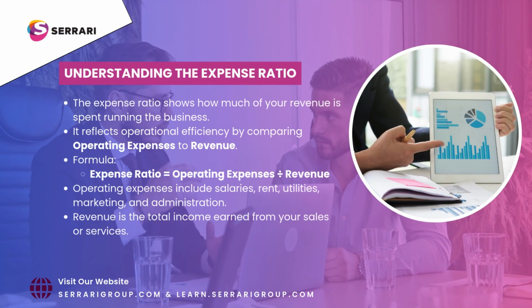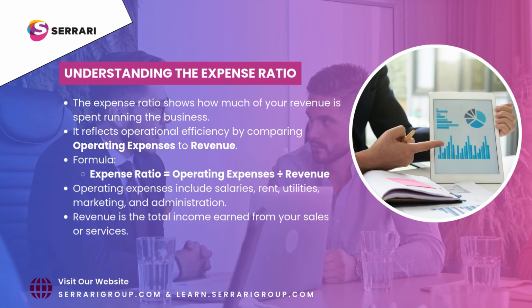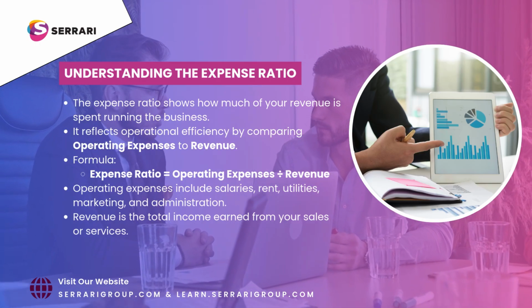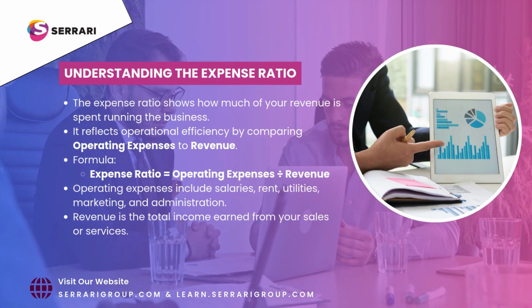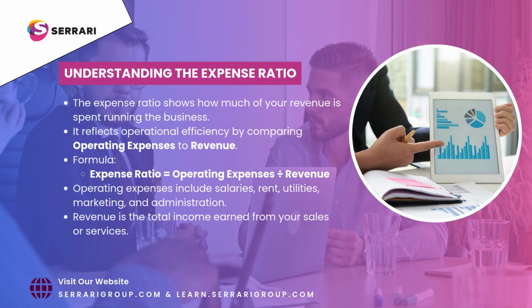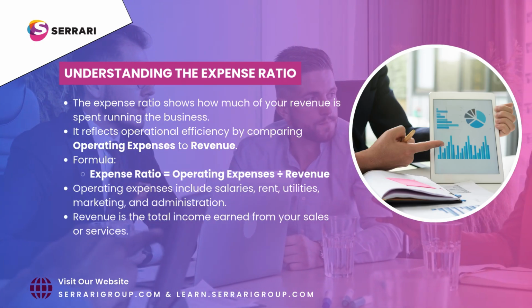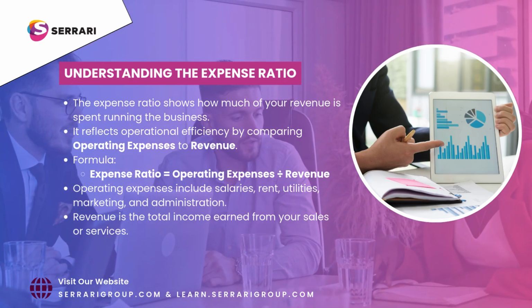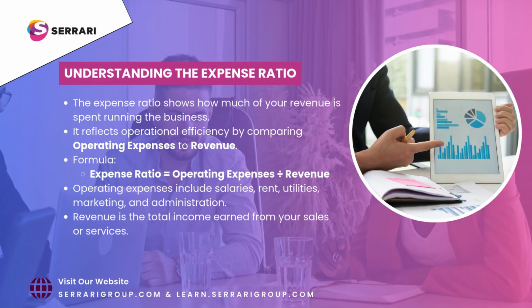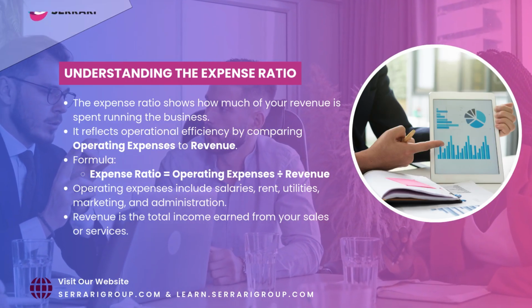Understanding the expense ratio. The expense ratio shows how much of your revenue is spent running the business. It reflects operational efficiency by comparing operating expenses to revenue. Formula: expense ratio equals operating expenses divided by revenue. Operating expenses include salaries, rent, utilities, marketing, and administration. Revenue is the total income earned from your sales or services.